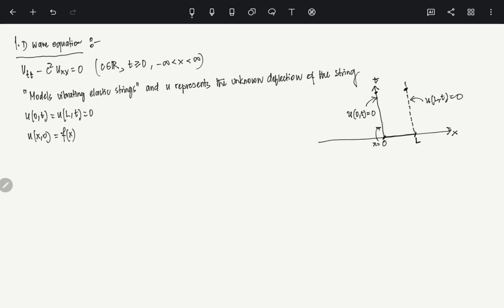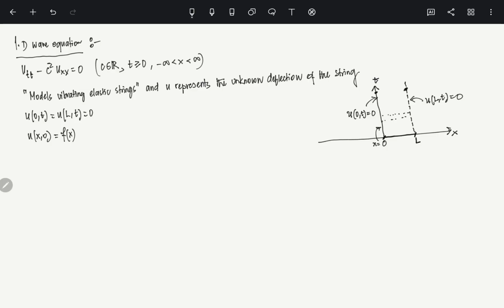As t moves, we want to see how the string moves. Do you understand the deflection? At t equals 0, the initial deflection is, let's say, f of x, like sine x. I'm just giving an example; it could be some other function f of x. Now we also need to know the initial velocity at time t equals 0, that is, how fast it is deflected.